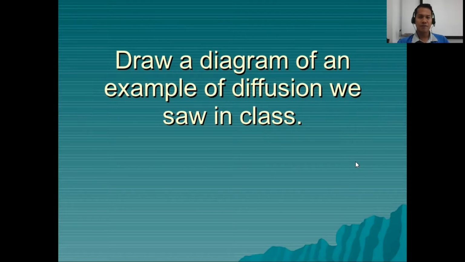spray a perfume in one corner of the room, and then you will later notice that you can smell the perfume all over the room. Okay, assuming that you turn off the fan and the aircon. How is that? It's because of diffusion. There is a movement of molecules. Molecules are moving actually, right? And since we are talking about diffusion, this is from higher concentration to lower concentration.